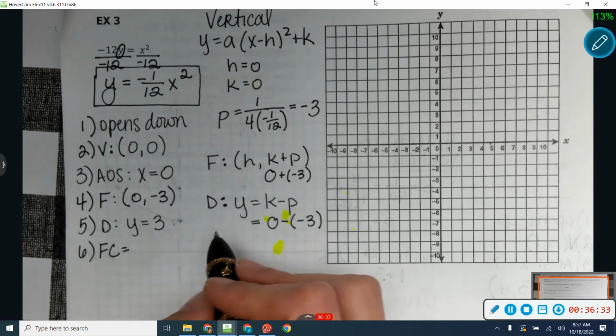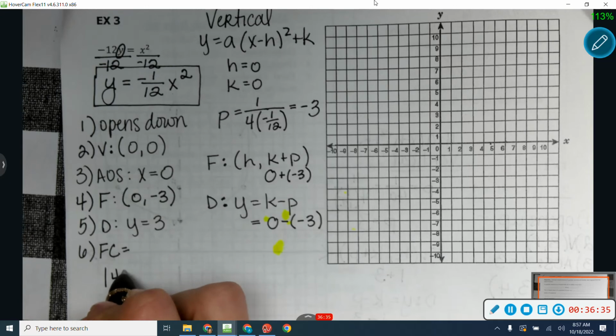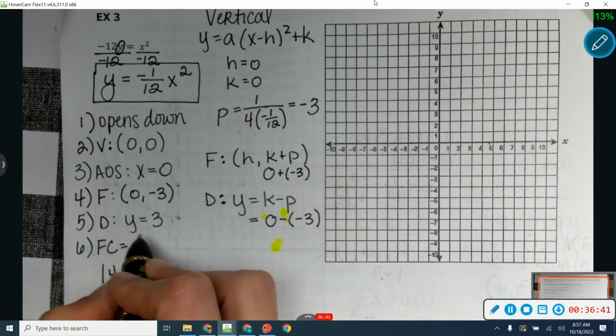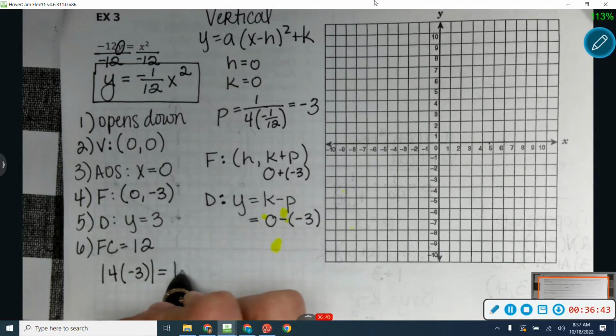My focal chord is the absolute value of 4 times negative 3, which is just 12, because you're doing the absolute value of negative 12.